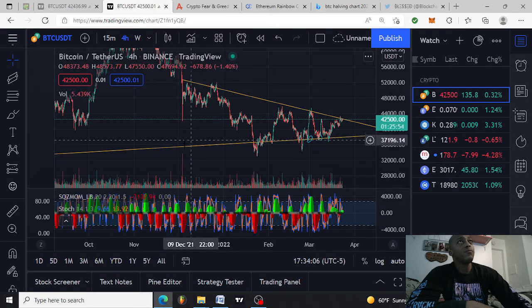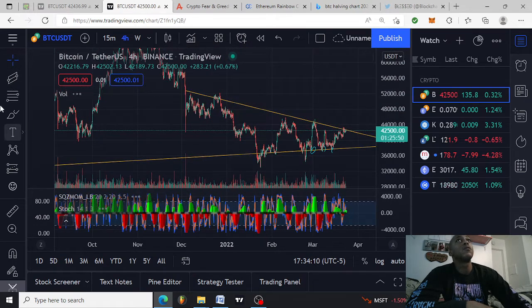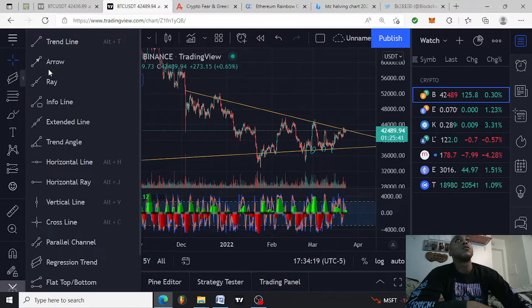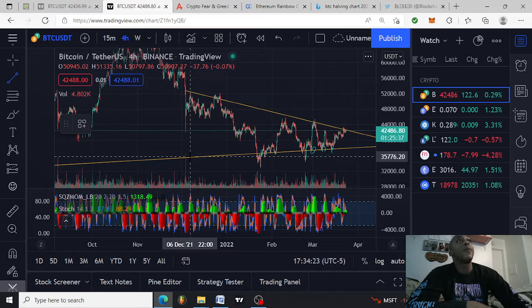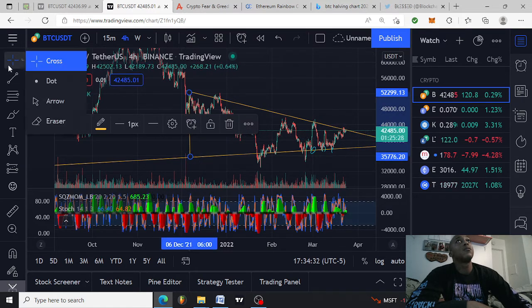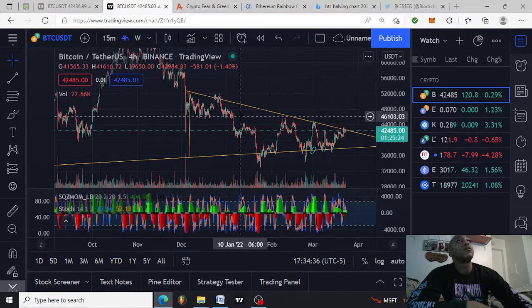Okay, so I measured from here. Let me scroll back up and get one of these trend lines. Alright, so I measured all the way from the bottom of this pattern all the way to the top, right? So alright, let me zoom out.